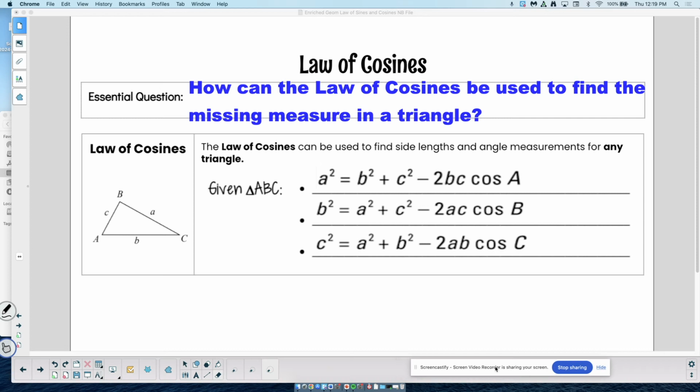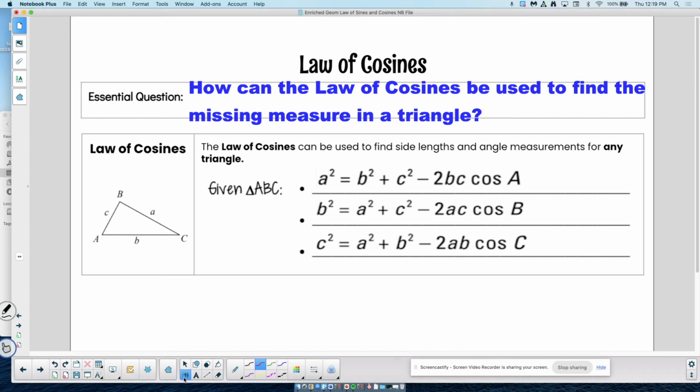Hi everyone. We are moving on to law of cosines, similar to law of sines in the sense that it can be used for any triangle, not just a right triangle. But it's also different than law of sines, because law of sines is a proportion, right? You solve the equation by writing a proportion. Here we see these long equations, and they look intimidating, but they're not. Really, you could just write one of them down because the process is the same.